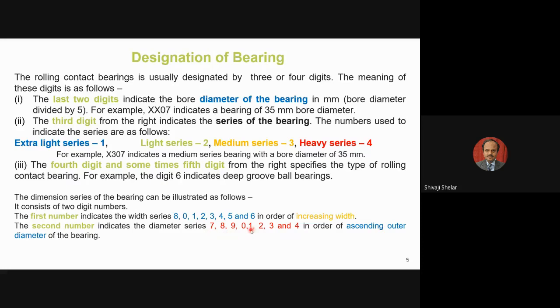Take, say, 6207, the 2 series. 07 means 35 mm diameter inside. Now the outside diameter for this may be, say, 60 mm. Suppose I don't want that 60 mm outside diameter; I want to reduce it. So I can use a lower size here. Instead of 2, I can use 8, 9, 0, 1 and design a new bearing. So this is for the designation of bearing.